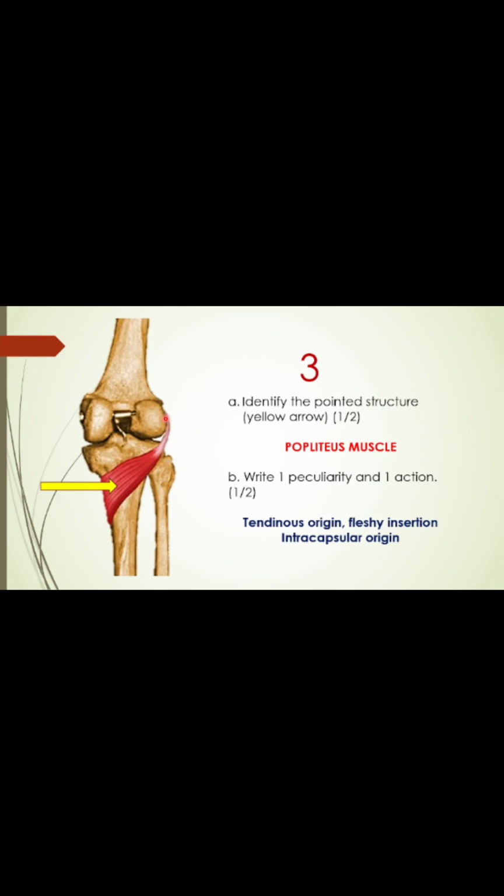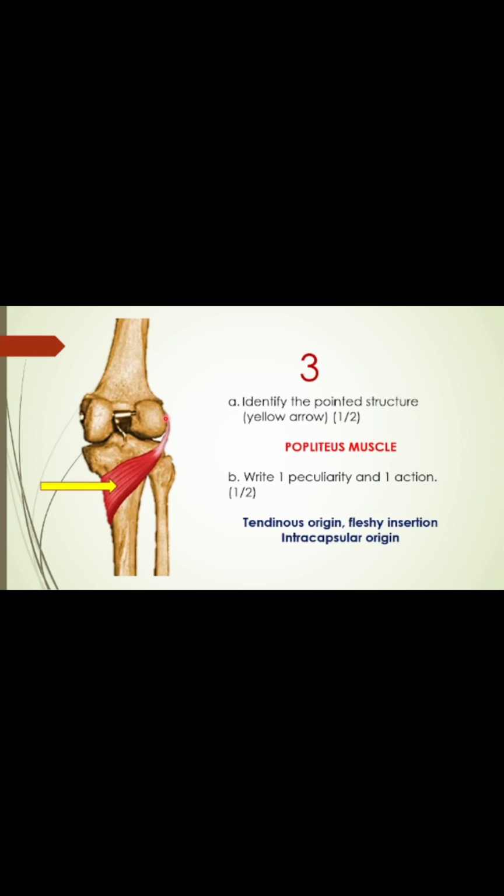The main action is it helps in unlocking a locked knee joint. What do you mean by locking of the knee joint? In simple terms, the locking means full extension. When you're standing on your foot, when your knee is fully extended, that is known as a locked knee. And when you start to flex or when you start walking, there will be slight flexion of the knee joint. So the beginning of the flexion is referred to as the unlocking. So the unlocking of the locked knee joint is done by the popliteus muscle.